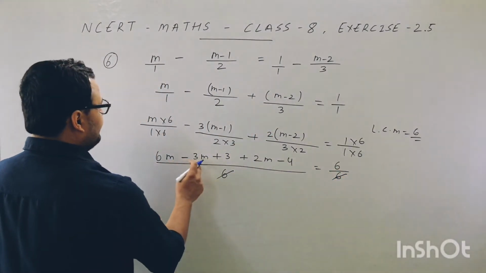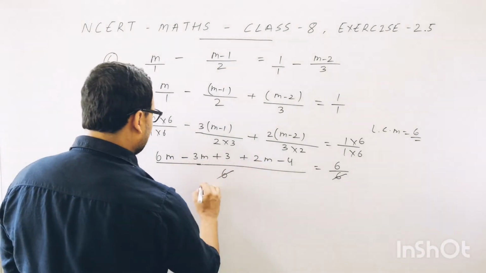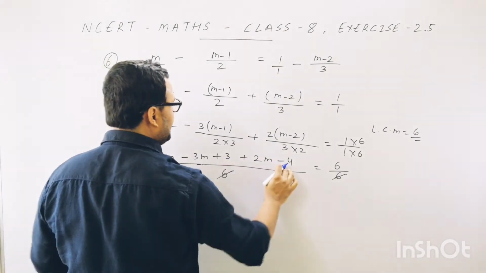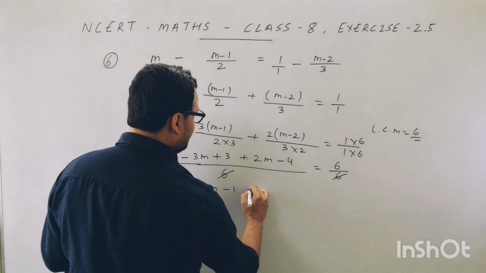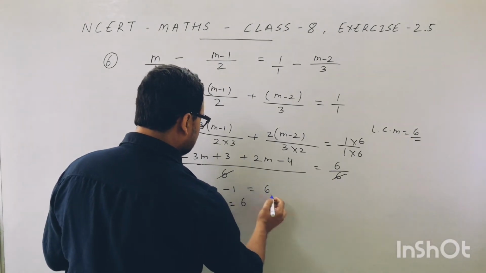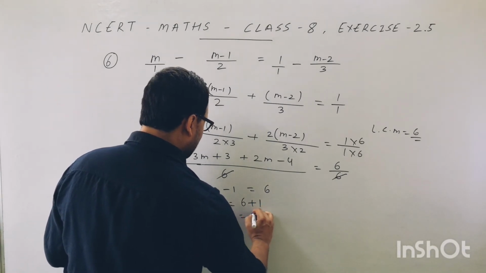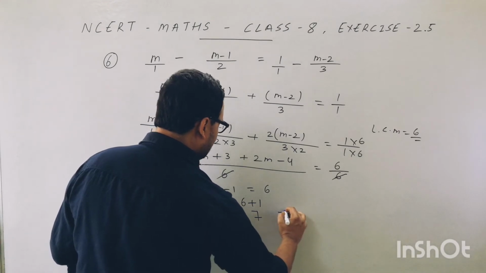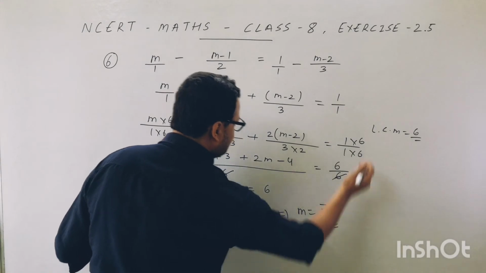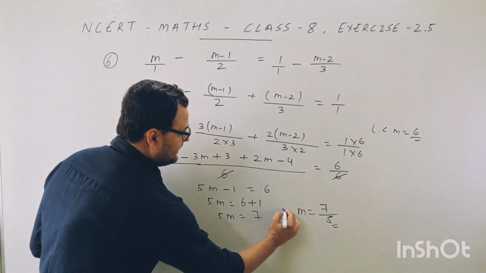Now 6m minus 3m, we got 3m. 3m plus 2m, you got 5m. Plus 3 minus 4, we got minus 1, equals 6. Then 5m equals 6, minus will come this side, plus 1. Then 5m we got as 7, so we can continue. m equals 7 by 5. So for this question, the value of m equals 7 by 5.